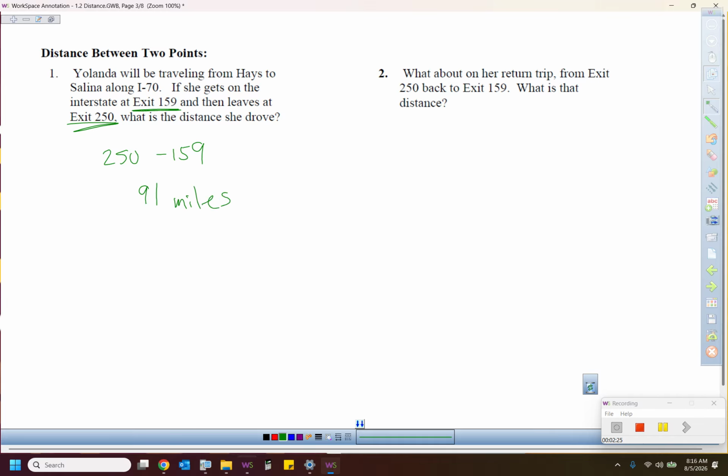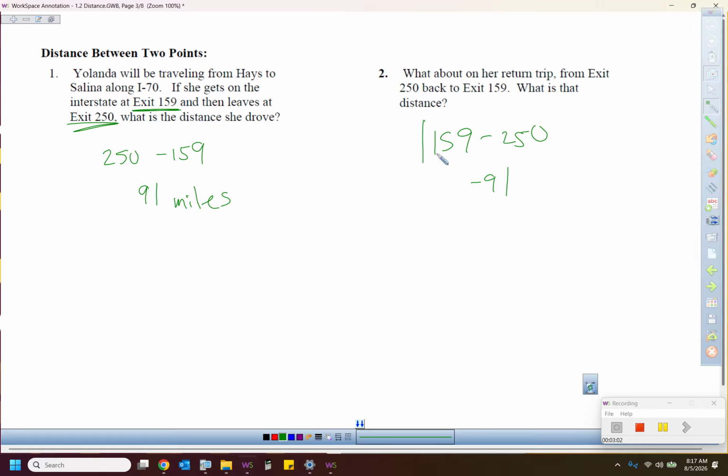What about when she comes back though? If she went the other direction, should that be negative 91 miles because she went the other way, or does it not really work that way? Yeah, it doesn't work that way, because distance has to be positive, right? So even if you took where she left at 250, my bad, at 159 minus 250, you do get negative 91, but mathematically we do a little thing that says we've got to make this positive.